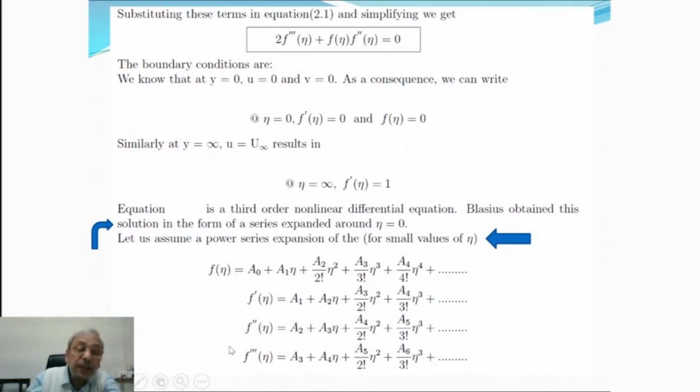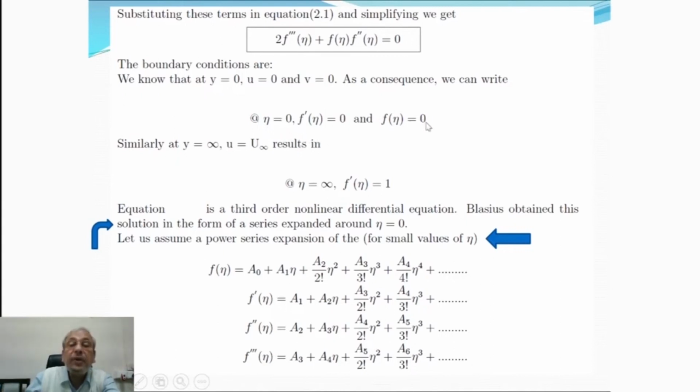We can differentiate it again for finding f double prime eta, and we get a2 plus a3 eta plus a4 by factorial 2 eta square plus a5 by factorial 3 eta cube, and so on. And finally f triple prime eta. So very clearly we can see a3 plus a4 eta plus a5 by factorial 2 eta square, and so on.